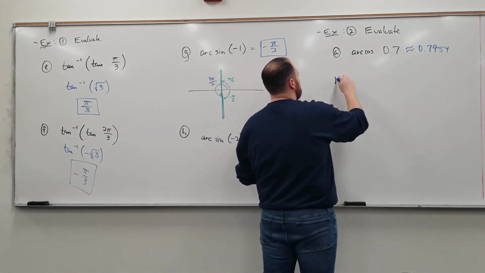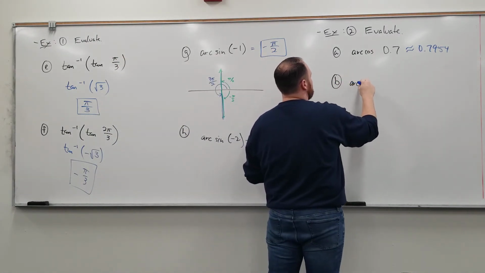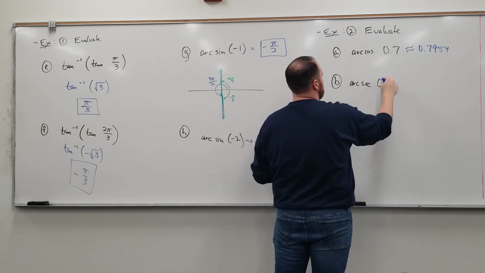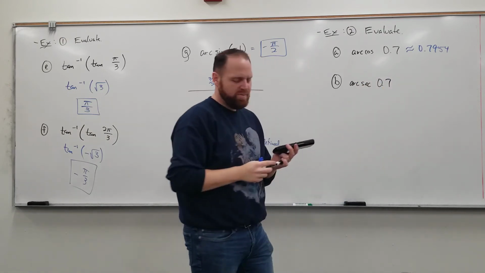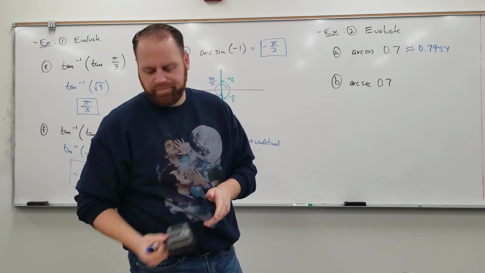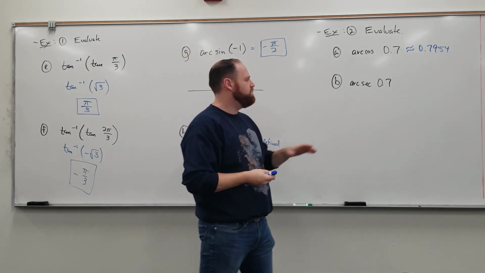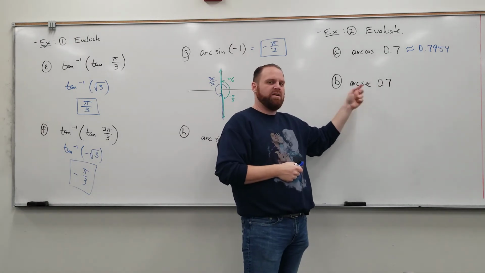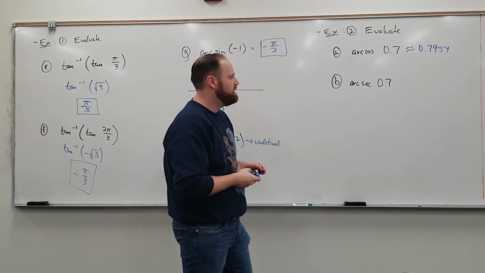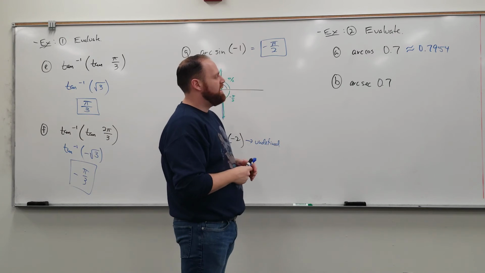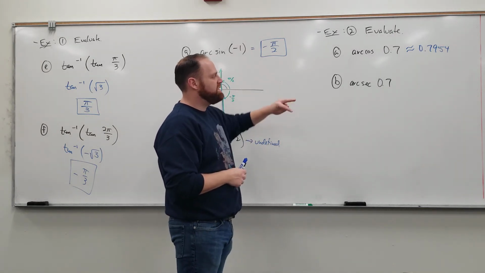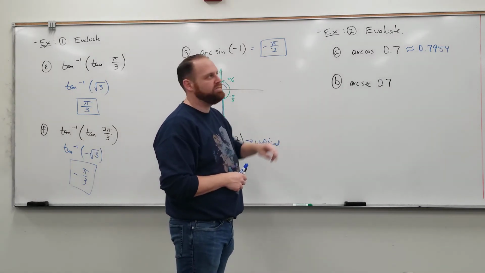If we were doing something like arc secant 0.7, well, now you might have to do a little bit more work, because you probably don't have a secant inverse button on your calculator. So this is where you have to realize that secant is 1 over cosine.